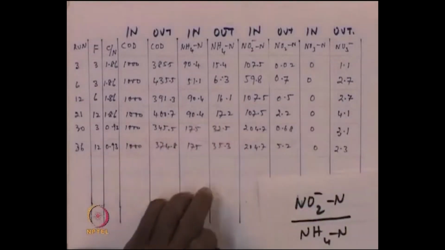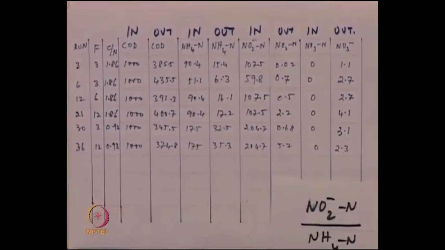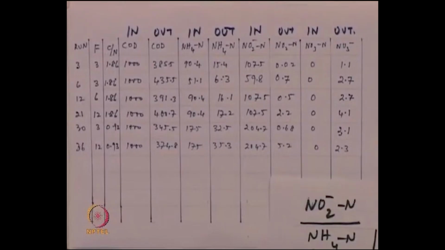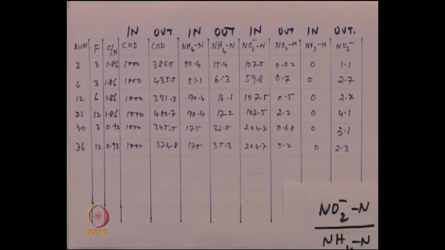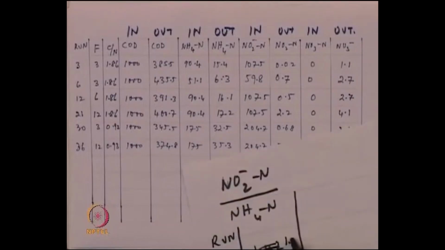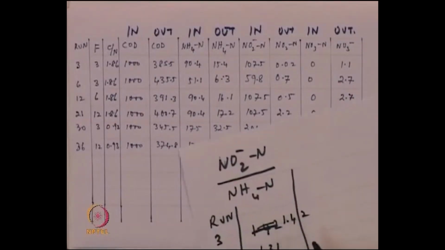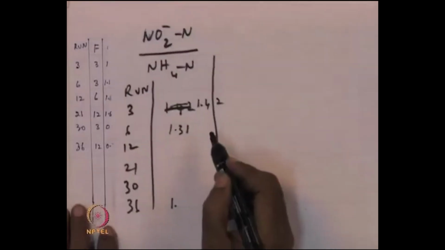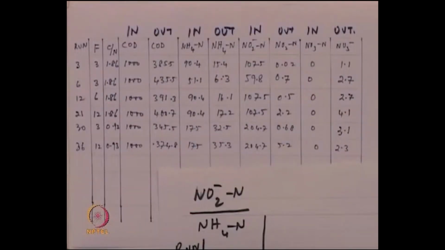Have you all got this data? You have taken down this data? Give me this number, please. No, I want the ratio NO2 minus, 1.3, 1.4, whatever that number is. 1.4 across, reasonably constant. Run number 3, 1.42, and then run number 12, 1.42, run number 21, 1.42, run number 30, 1.42, 1.43, and run number 36.